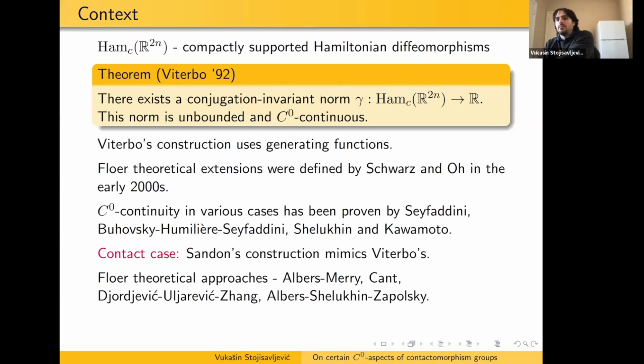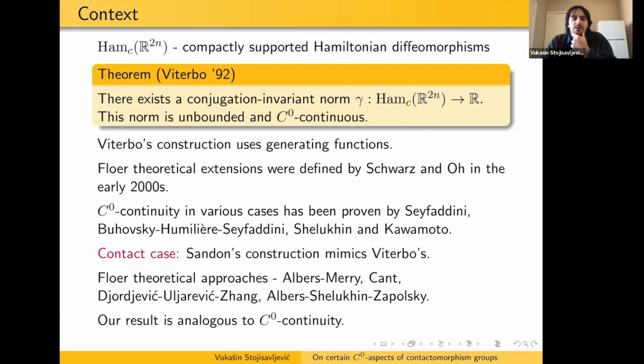And then Floer theoretical methods here are now, I would say, at the stage where we are doing Schwarz and Oh, but in the contact case. So all these works are very recent. Albers and Merry wrote a paper which was published 2018. And then Dylan Cant and Danijel Georgievich, Igor Uljarevich, and Jun Zhang, these are two preprints, so not published yet. Very recent, and Albers, Shelukhin, Zapolsky is work in progress. So Floer theoretical approaches are very much in development at the moment.